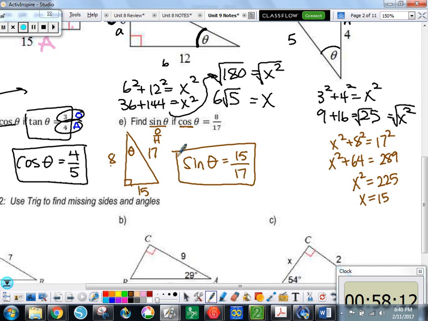I'm pretty sure I just looked at this test. I could be wrong. I don't remember if I looked at the test or the review, but I remember seeing that on there. So you have to be able to do those.